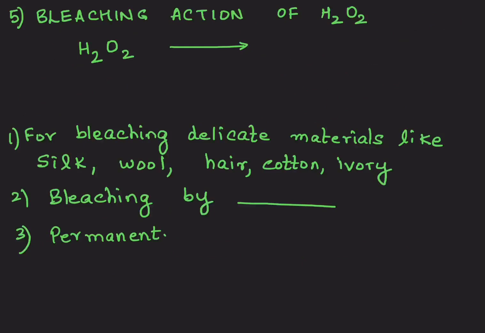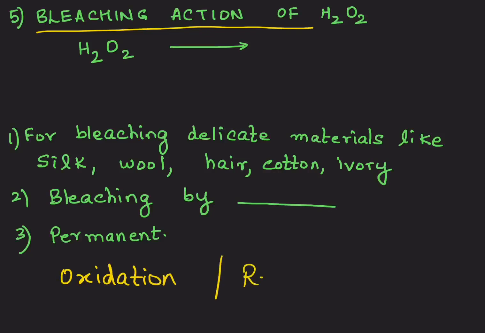Coming to the last property of hydrogen peroxide, we are talking about the bleaching action of hydrogen peroxide. What is the principle behind it? Bleaching action means to make it colorless. Now, bleaching action by substances can be by oxidation. It can also be by reduction, but it depends upon the nature of the material, nature of the substance that you are using for bleaching, whether the process will take place by oxidation or by reduction.